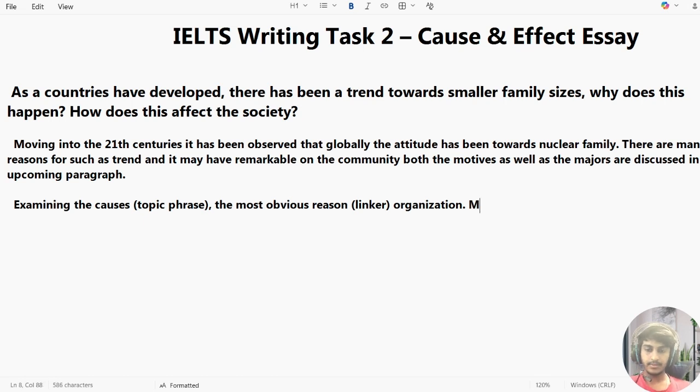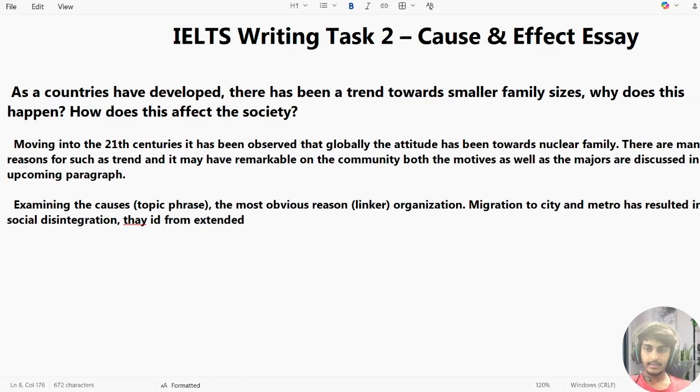So continue. Migration to city and metro has resulted in social disintegration, that is from extended families to nuclear families.